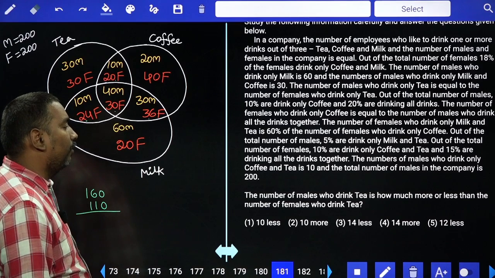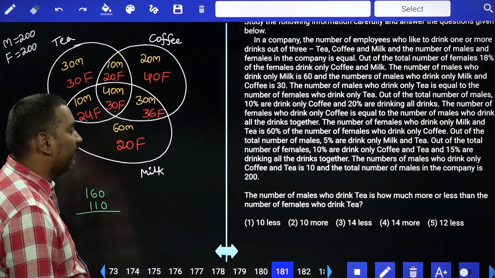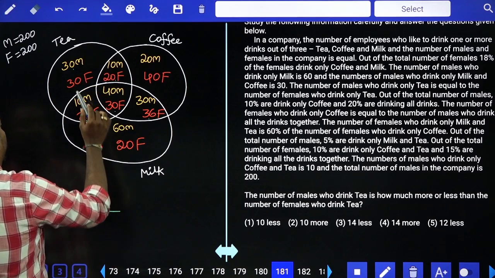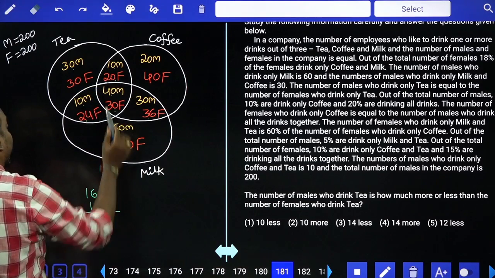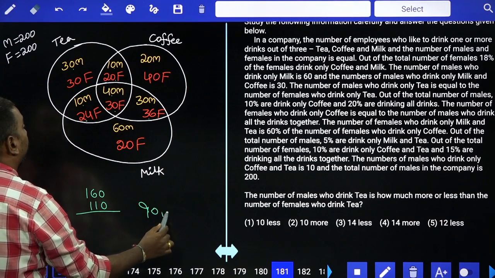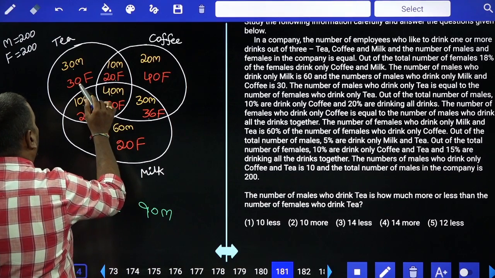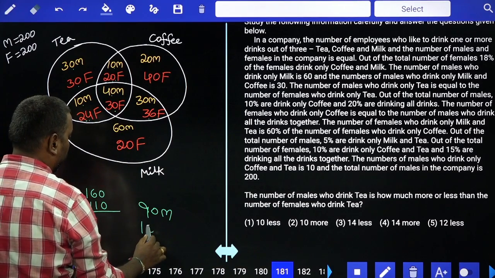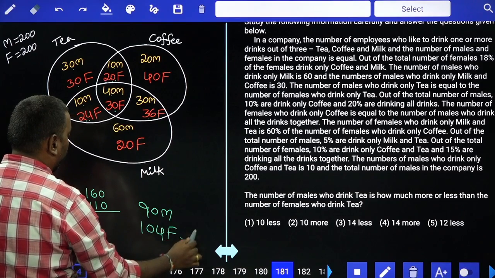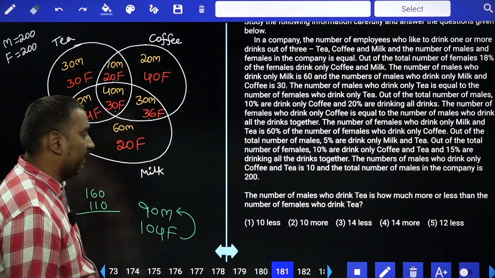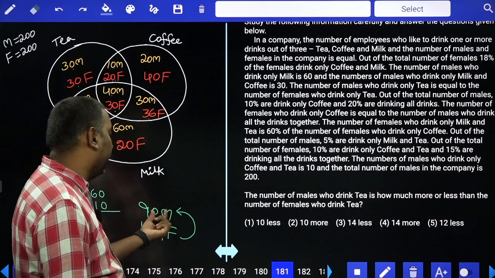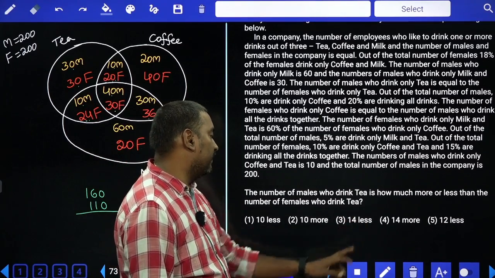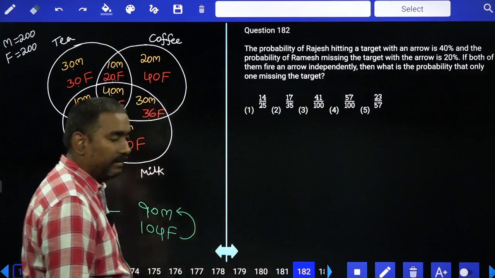The number of males who drink tea is how much more or lesser than the females who drink tea? Males who drink tea: 30, 40, 80, 90. Females: 30, 20, 50, 30, 80, 24, that is 104. The difference is 14. 104 minus 90 means 14. Males are 14 lesser than females. Answer is 14 less. That is about the caselet.